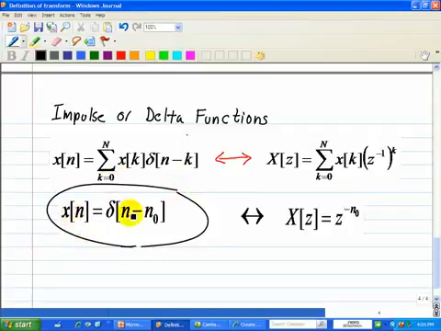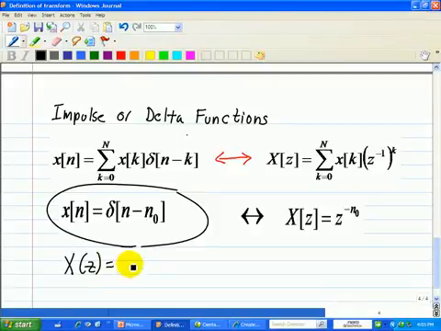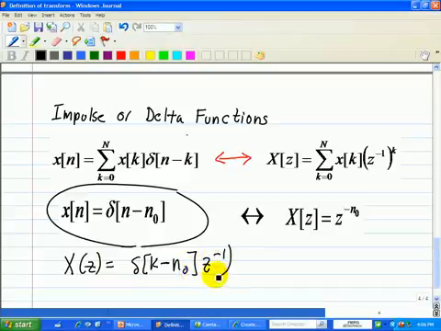When we substitute it in here, that's just X(z), and since there's only one term, there's no summation, so we substitute delta[k minus n0] z^-1 to the n0 power. Now when you do delta functions, you only evaluate it when the argument of this delta function is equal to 0.